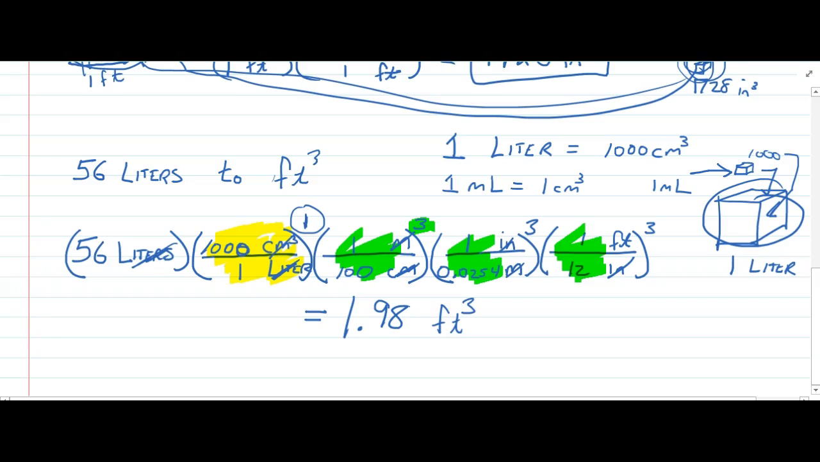Punching this in your calculator is a big deal. Don't blow this off. Make sure you know how to punch this in your calculator. So hopefully this helps you out. You should be able to do that third worksheet hopefully without too much trouble. It's not all that common that we do these cubic and squared units, but good luck with it.